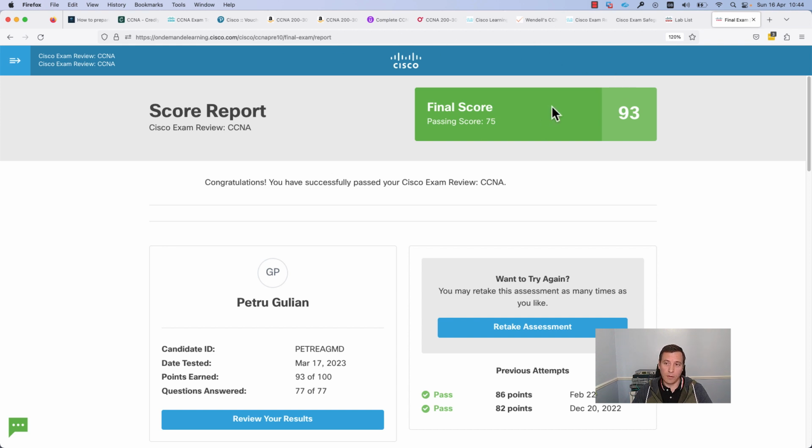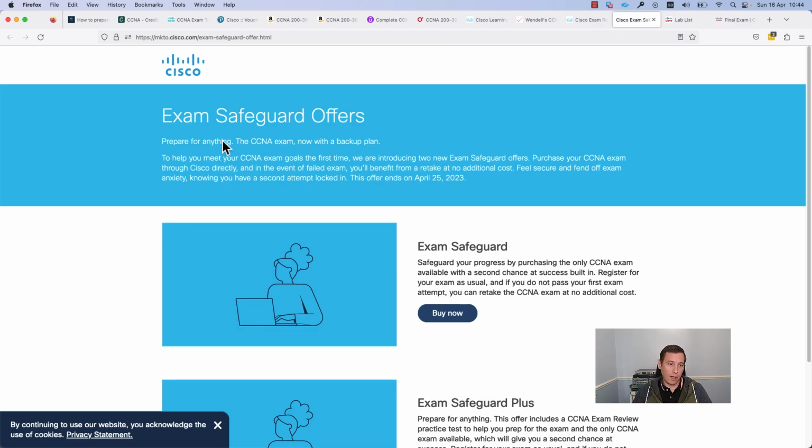If you are afraid of taking the exam, Cisco is offering a safeguard. Unfortunately, or fortunately, it is still available on the market. This offer ends on April 25, 2023, so in a couple of days. The idea is that you can buy this safeguard, and if you fail the exam, you have a second chance to take the exam without spending any money. So if you are not very confident, or if you are afraid of the exams, you can buy this product and take the exam. Even if you fail, you'll know that you have a second chance to pass the exam without spending $300 more.